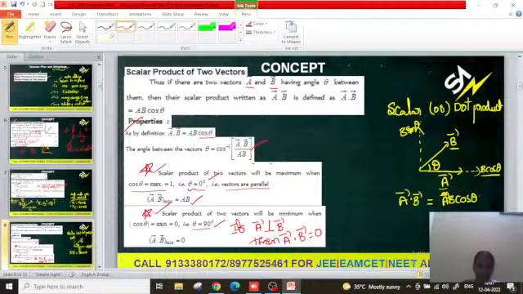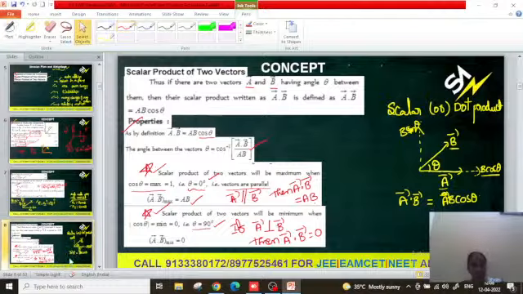This property: when vectors are parallel, A bar is parallel to B bar, then A bar dot B bar will be equal to AB. If it is given in the coordinate system, you can write it as magnitude of A into magnitude of B.